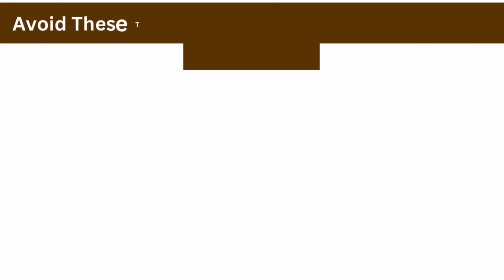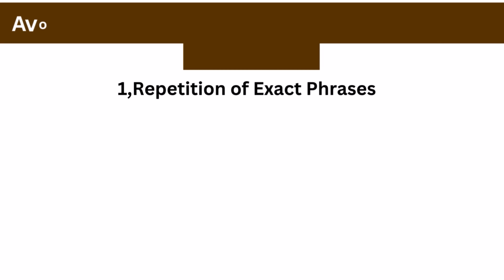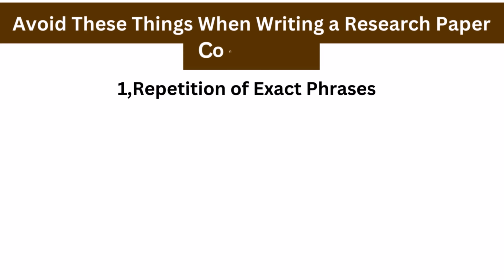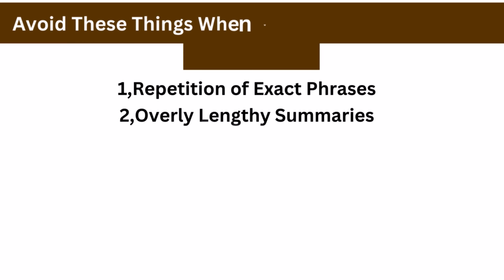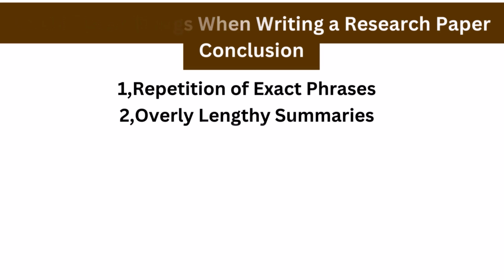As you write your conclusion of a research paper, there's a list of things professional writers don't recommend doing. Consider these issues carefully. 1. Repetition of exact phrases. Repetitively using the same phrases or sentences from the main body. Repetition can make your conclusion seem redundant and less engaging. 2. Overly lengthy summaries. Providing excessively detailed summaries of each section of your paper. Readers may lose interest if the conclusion becomes too long and detailed.